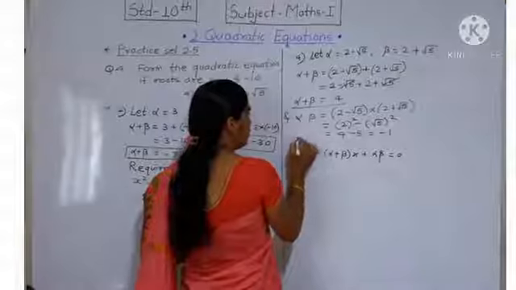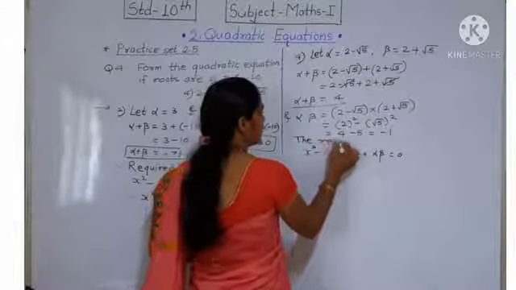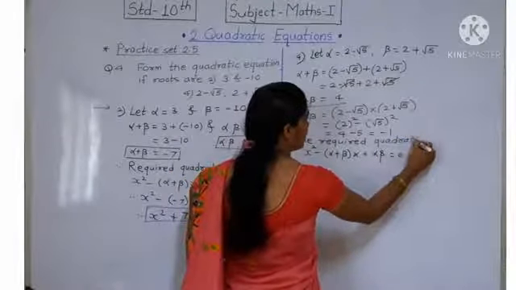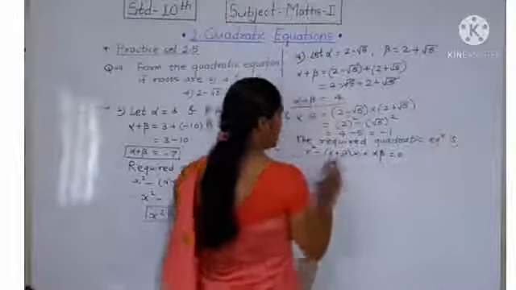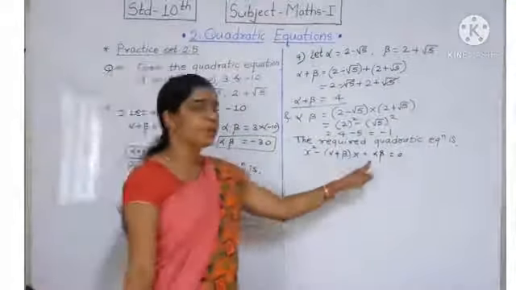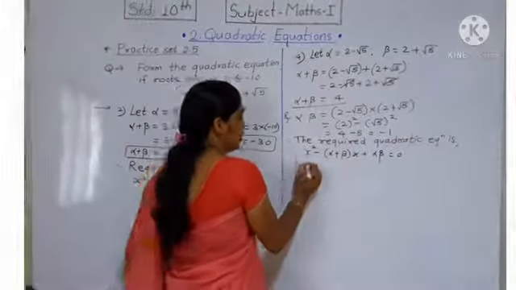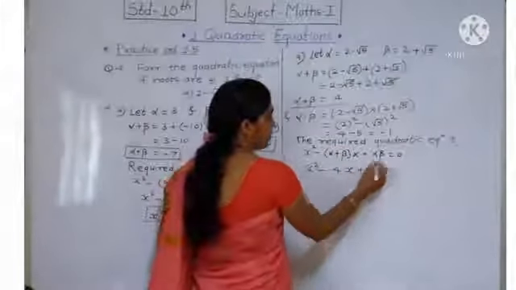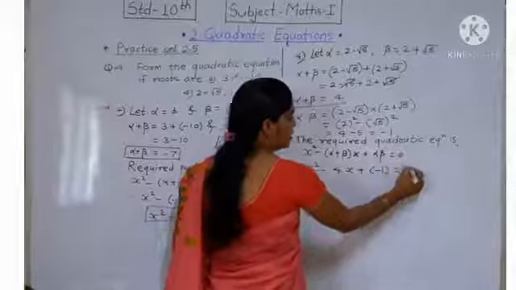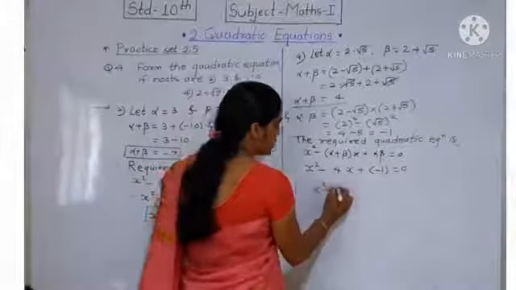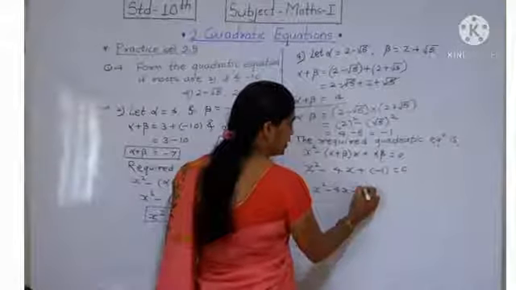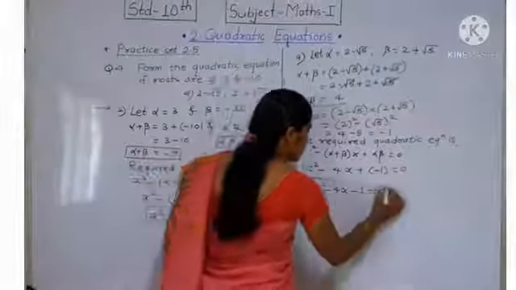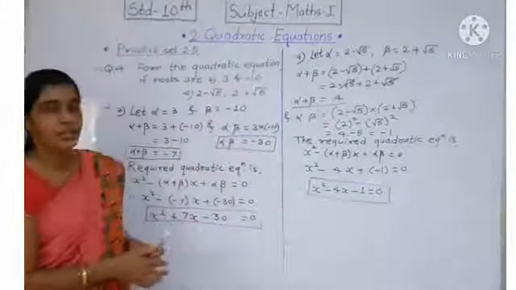Therefore, the required quadratic equation is x square minus (alpha plus beta) into x plus alpha beta is equal to 0. X square minus alpha plus beta, which is 4x, plus alpha beta value, which is minus 1, is equal to 0. Further simplify: x square minus 4x minus 1 is equal to 0. This is our required quadratic equation.